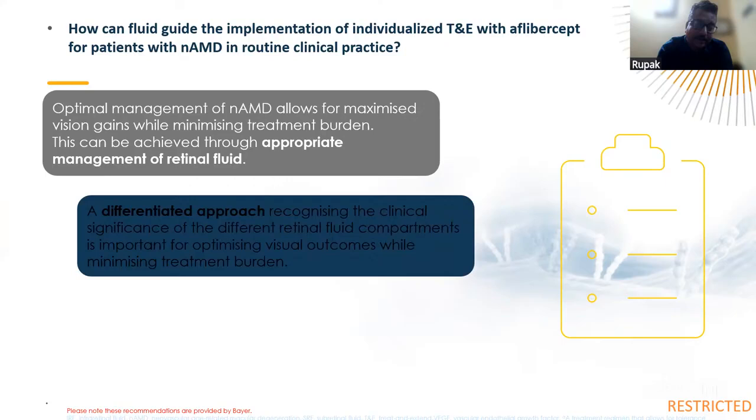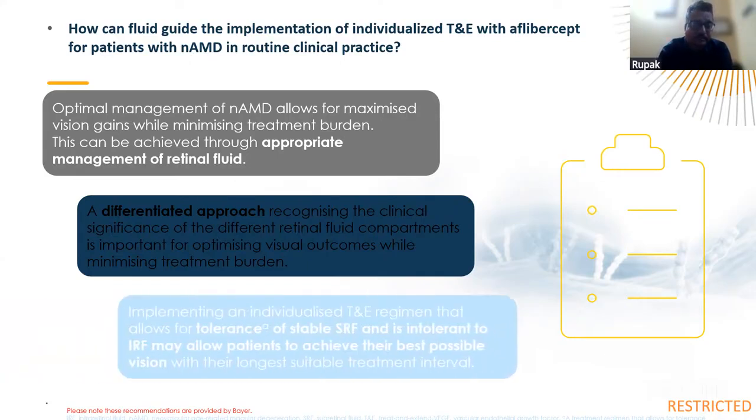A differentiated approach, a real understanding of the fluid compartments, is required: IRF is poor, SRF is better, and sub-RPE fluid is a gray area. Implementing an individualized treat-and-extend regimen that allows for tolerance of stable SRF and is intolerant to IRF may allow patients to achieve their best possible vision with their longest suitable treatment interval.